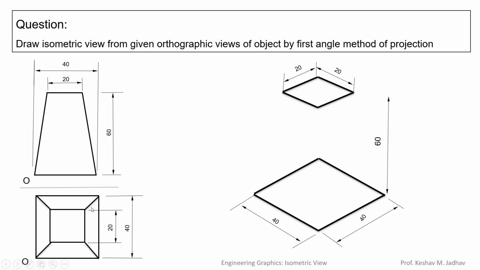And this inclined line in the top view looks tapered in the front view, and these four lines connect the four corners of the top square to the bottom square.